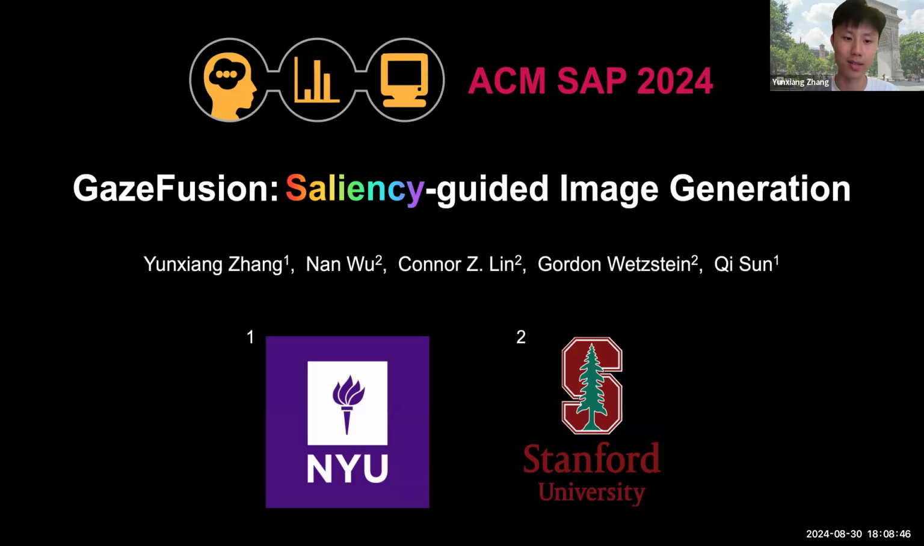I'm a PhD student at New York University, and I'm here to represent our team, including Nan, Connor, Gordon, and Chi, to tell you about our project, GazeFusion. As a brief overview, in GazeFusion, we propose a diffusion-based, saliency-guided image generation framework that incorporates the data priors of human visual attention mechanism into the generation process, such that the generated images can attract viewers' visual attention in desired, predefined ways.